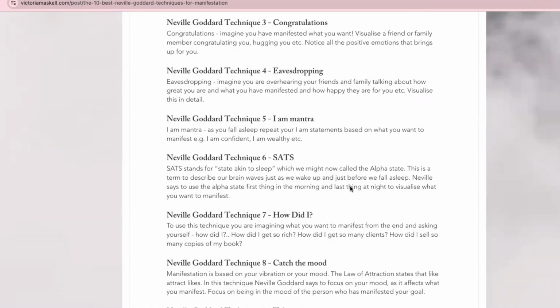Because once you set your goals in that particular state and then directly go to sleep, your subconscious mind will quickly absorb that goal for you. So this is a very powerful technique. Your brain waves are very tuned before you wake up and before you fall asleep. The last thing that you visualize at night will manifest very quickly.